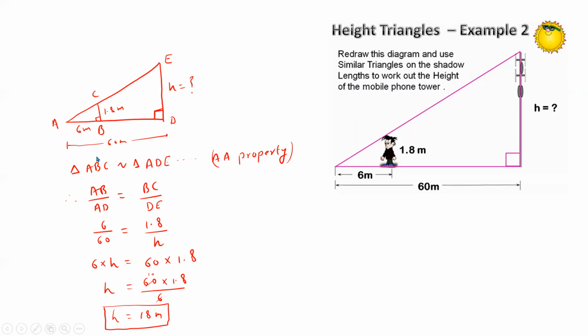So by the angle-angle property, you can have these two triangles similar, or you can also consider angle E equals angle C. That's the corresponding angle because these two lines are parallel. So get the ratio again: AB over AD equals BC over DE. Substitute the known values. AB is 6 from here, and AD is 60. So 6 over 60 equals BC, 1.8, over the height. Cross multiply, simplify, and you get the height as 18 meters.